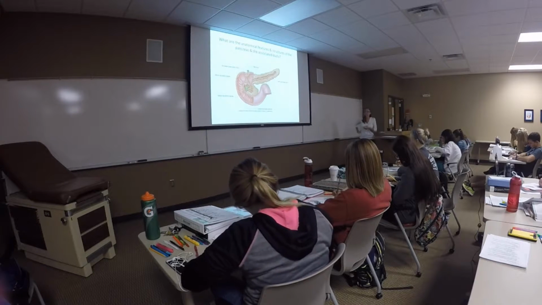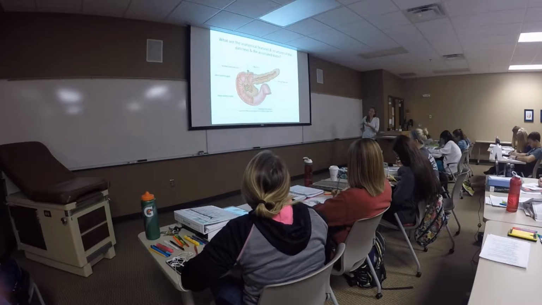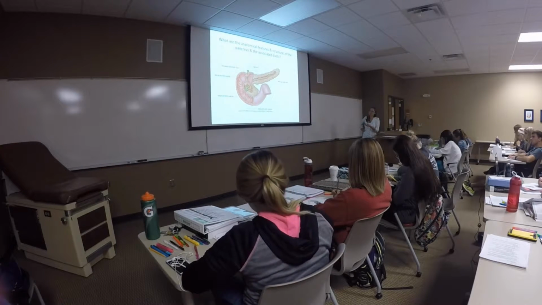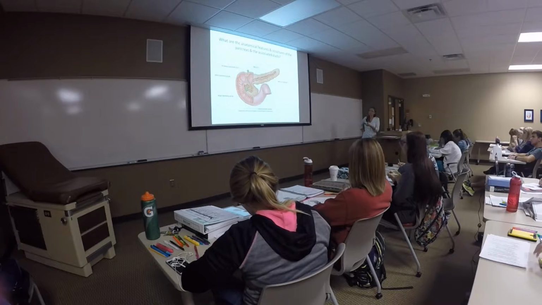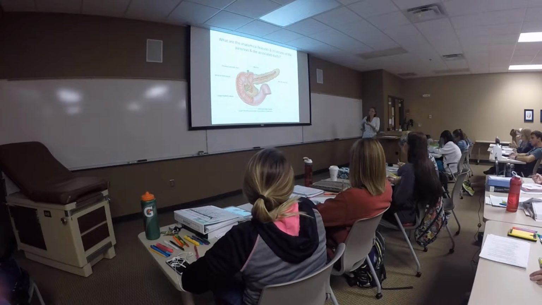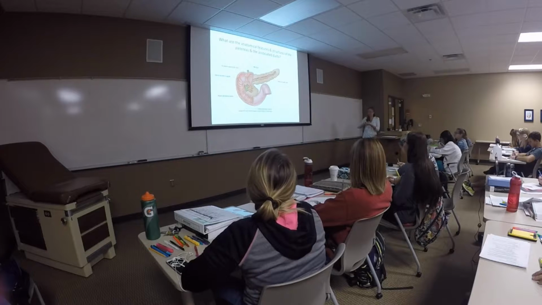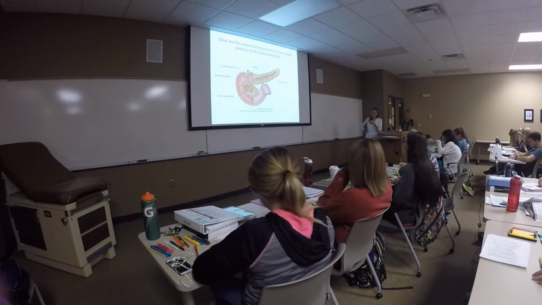Each of these papillae have sphincters, as we've talked about. So the major duodenal papilla has a sphincter that helps prevent the bile being released, as well as the digestive enzymes. The same with the minor duodenal papilla.